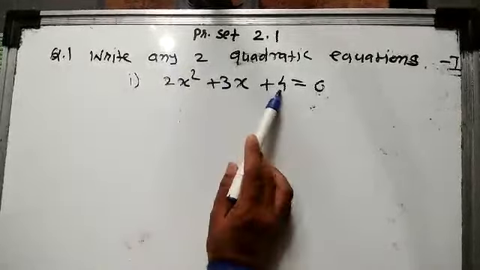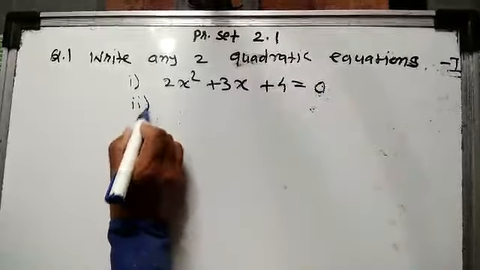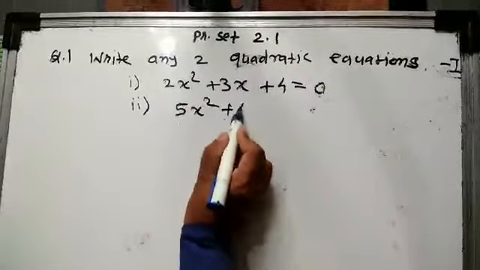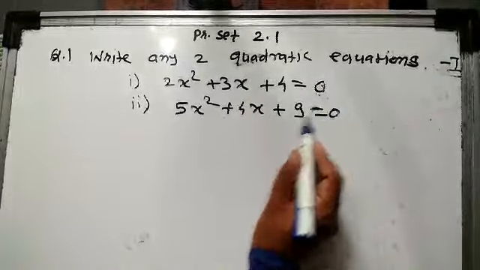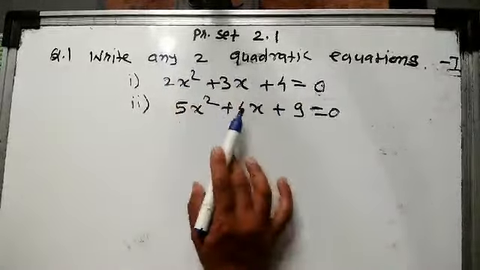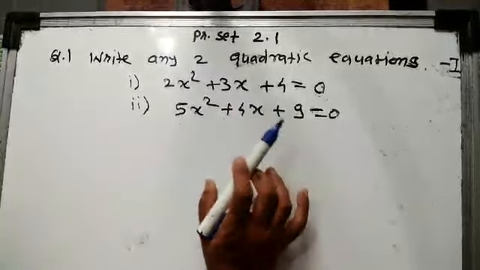2x square plus 3x plus 4 is equal to 0. This is one equation. Another equation here, 5x square plus 4x plus 9 is equal to 0. That is, for this question there are various solutions. You can write any two quadratic equations here in the standard form.